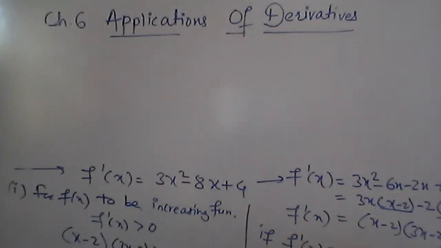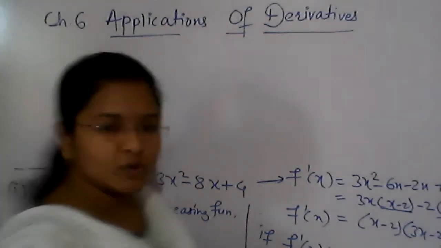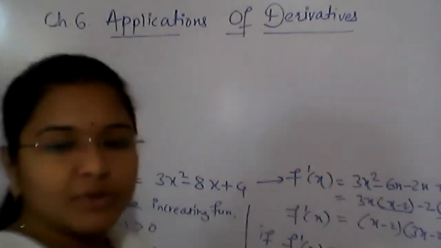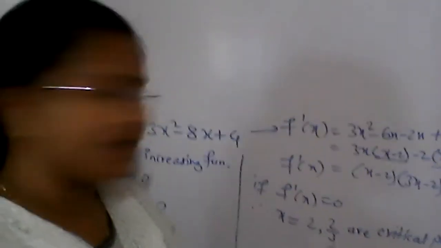In RD Sharma, they have given only one method, but we can have two methods here. See, what are the critical points? 2 and 2 by 3. These two points are critical points.